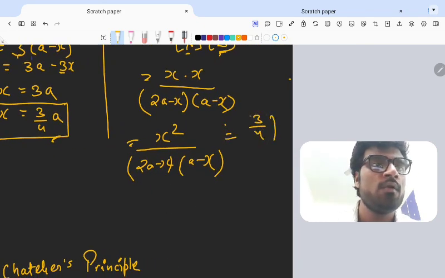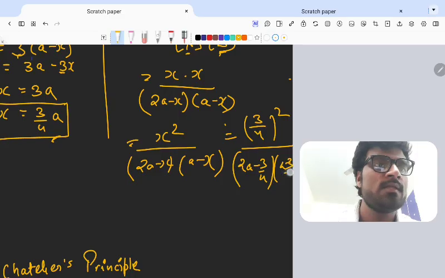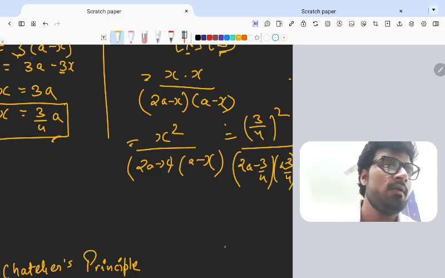Show (3/4) whole square upon 2a minus (3/4) into a minus (3/4). Got it? Now you have to just solve the question and find the answer.